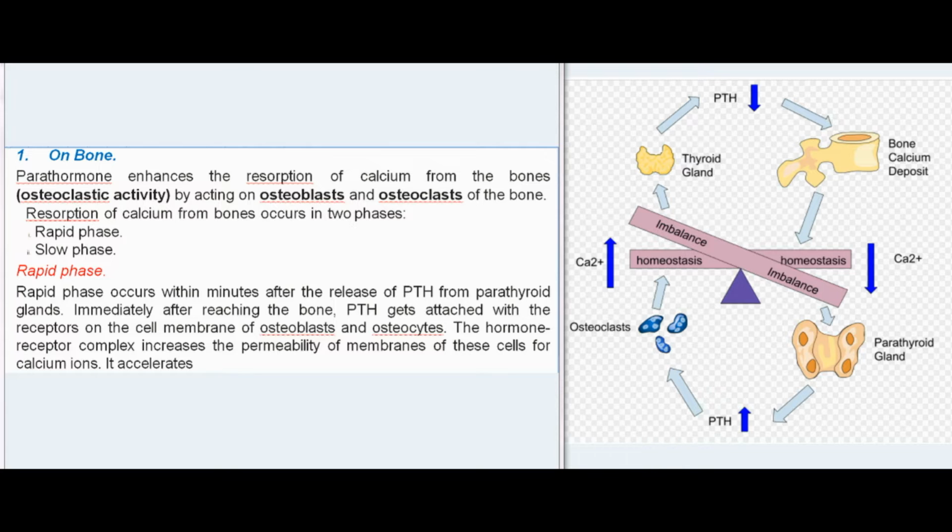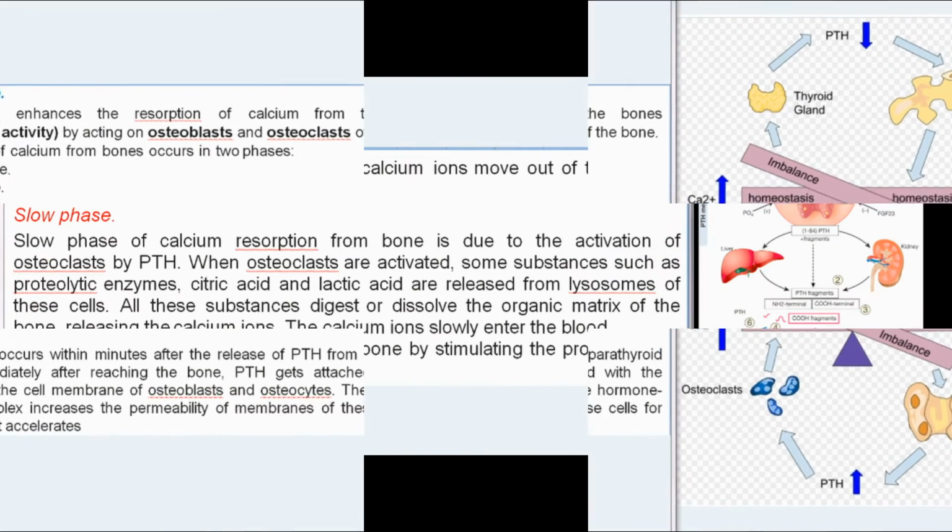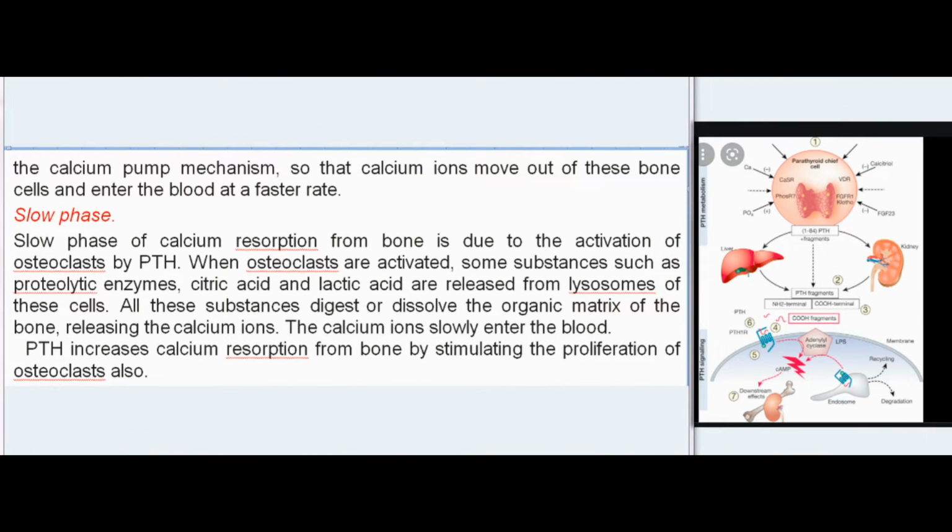Rapid phase. Rapid phase occurs within minutes after the release of PTH from parathyroid glands. Immediately after reaching the bone, PTH gets attached with the receptors on the cell membrane of osteoblasts and osteocytes. The hormone receptor complex increases the permeability of membranes of these cells for calcium ions. It accelerates the calcium pump mechanism, so that calcium ions move out of these bone cells and enter the blood at a faster rate.